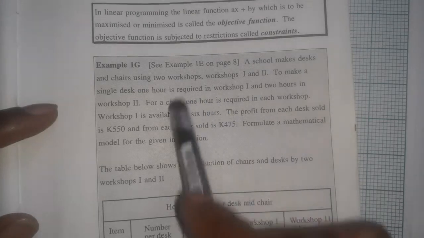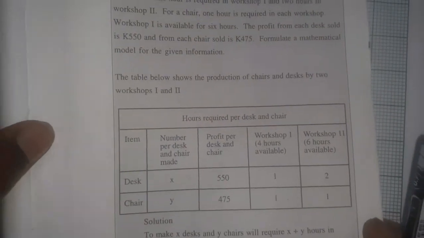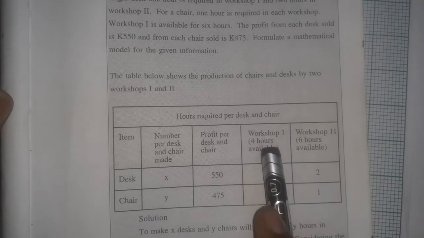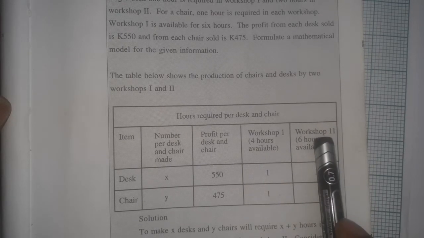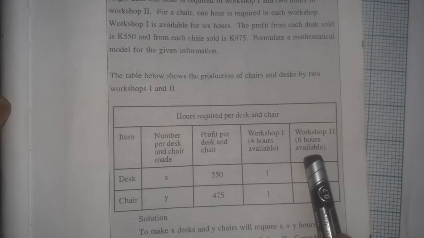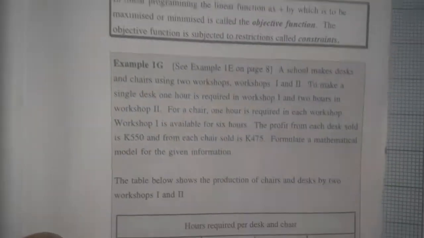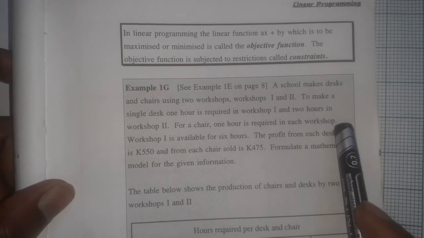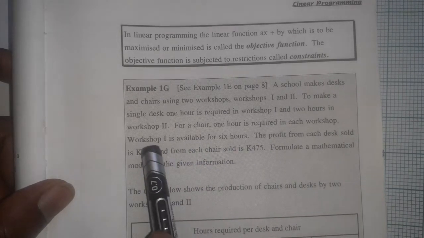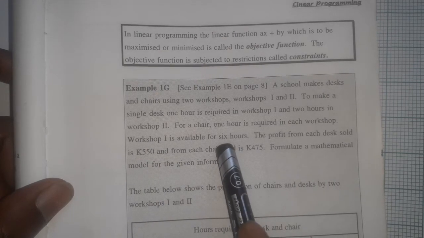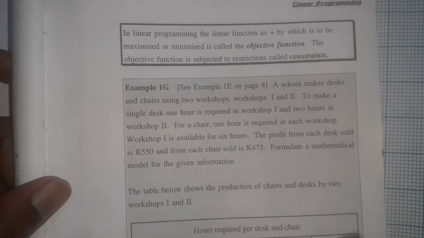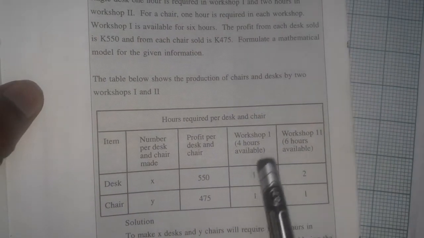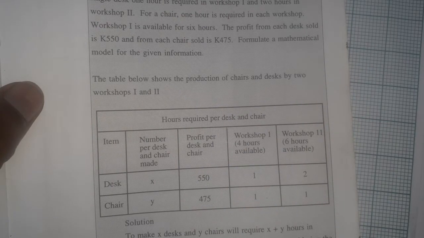Now, it's like this question is contradicting itself. What is in the passage and what is on the table? As you can see here, workshop 1, 4 hours are available. Then workshop 2, 6 hours are available. So I do believe that the first one should have been workshop 1 is available for 4 hours, whereas workshop 2 is available for 6 hours. As we are given the information on the table, this explanation I'm trying to give is justified by the information that is supplied on the table here.